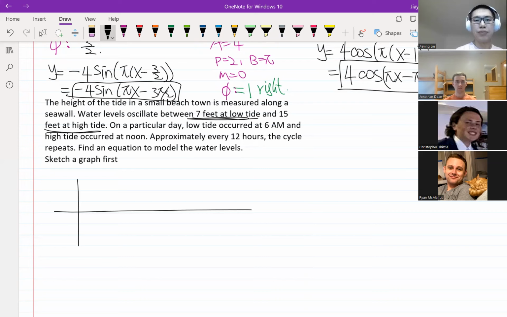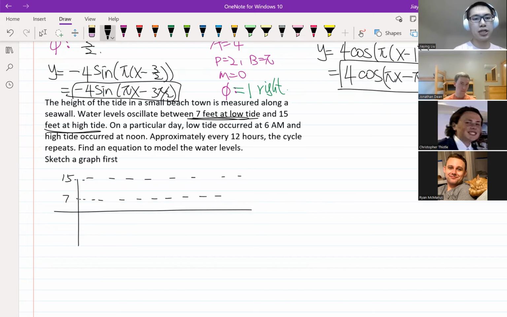So what do we know here? We know that the low tide is going to be 7 feet. The high tide is going to be 15. So that's the lowest and the highest value of the water level. And then it says a low tide occurs at 6 a.m.